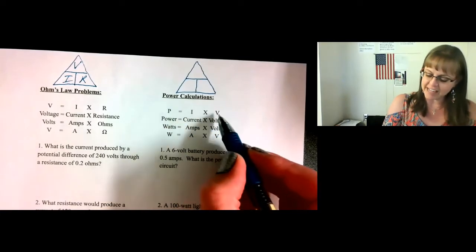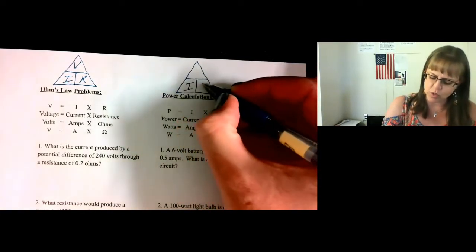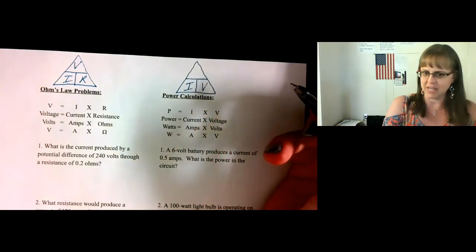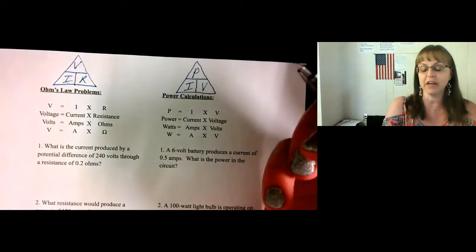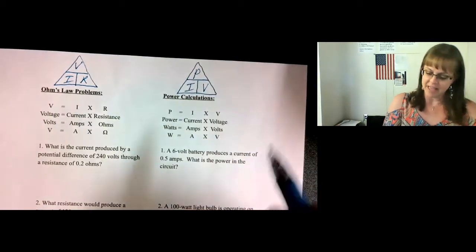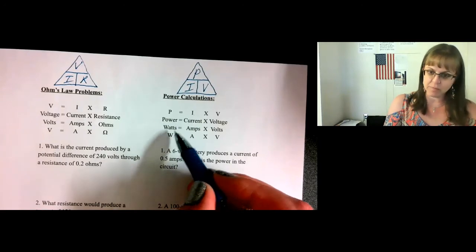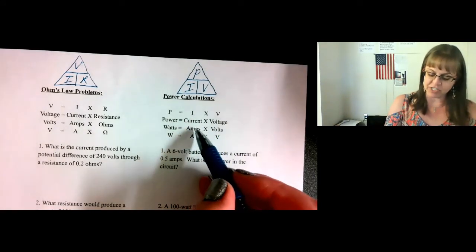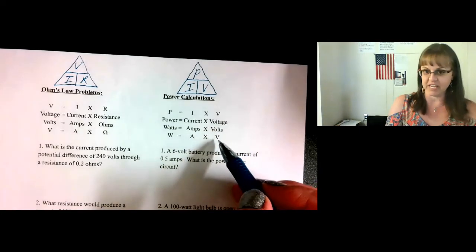Over here, I times V, side by side multiply. Ooh, so V went on the bottom this time. And P is left over to go on top. So be careful about that. P is power, which is in watts, or W. I is current, which is in amps, or A. V is voltage, which is in volts, or V.